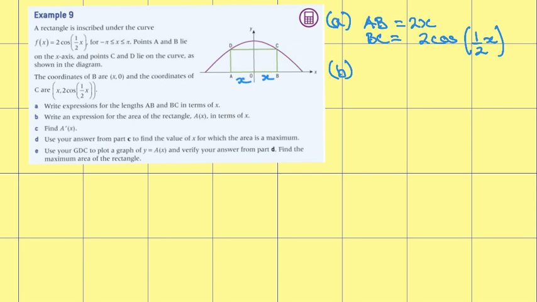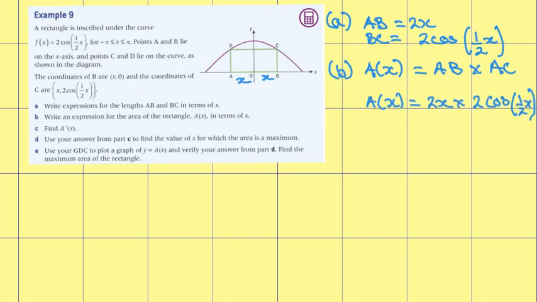Part B. Write an expression for the area of the rectangle A of x in terms of x. Well, the area of a rectangle is length times height, which is AB times BC. So A of x is AB times BC. So A of x is equal to 2x times 2 cos half x. So A of x is equal to 4x cos half x.